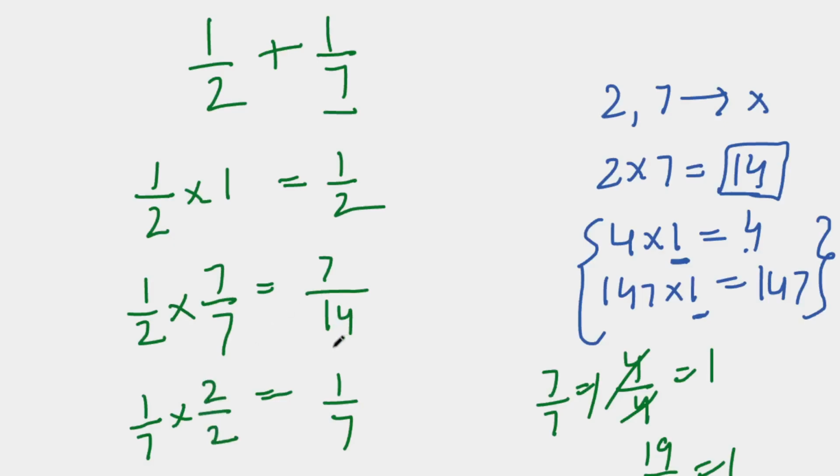Because our goal is to get the denominator as 14. So 7 times 2 is 14. Okay. So what do we get here? We get 2 by 14.